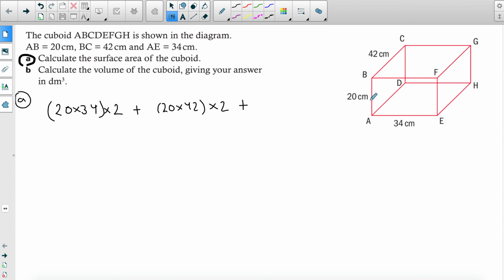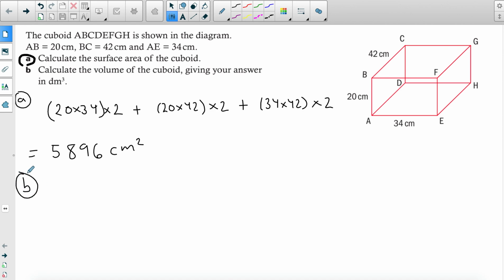And then we need to add the last 2 faces, which are the ones at the top and the bottom, and they are 34 by 42. So 34 times 42, and again we have 2 of them, so I'm going to multiply by 2. That's you finding every face and then adding them all up. So we've added 2 here, another 2, another 2, so that's 6 faces, and they should all add up to 5,896 centimeters squared. Always remember to write the units down. So that's part A, fairly easy.